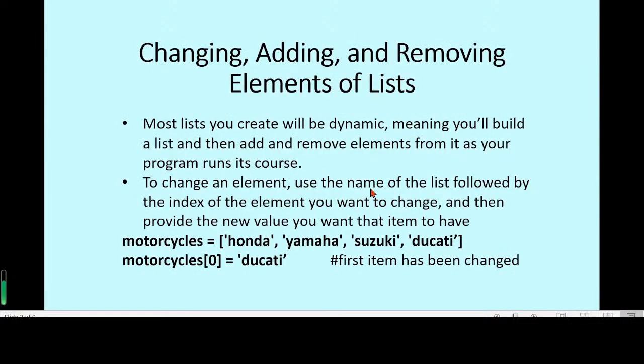Most lists you create will be dynamic, meaning you will build a list and then add and remove elements from it as your program runs its course. To change an element, use the name of the list followed by the index of the element you want to change, and then provide the new value you want that item to have. For example, this is original list with 4 car brands, and we can change the first element of this list to another value.